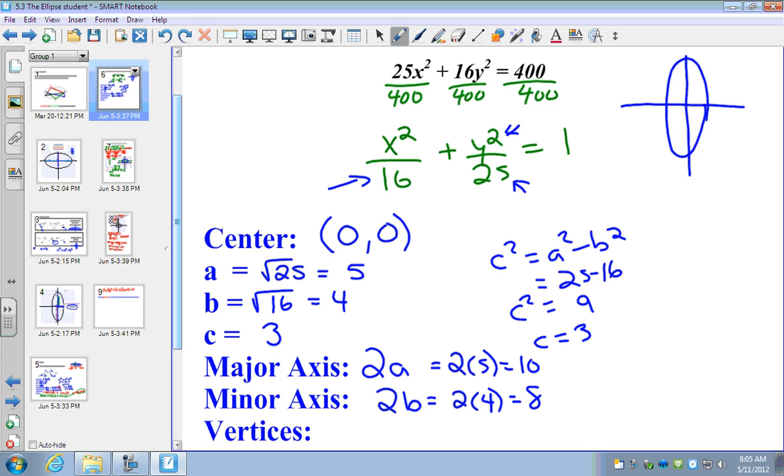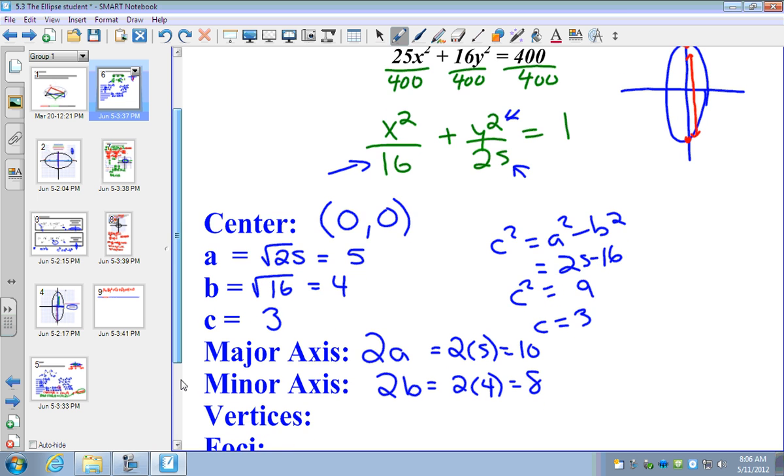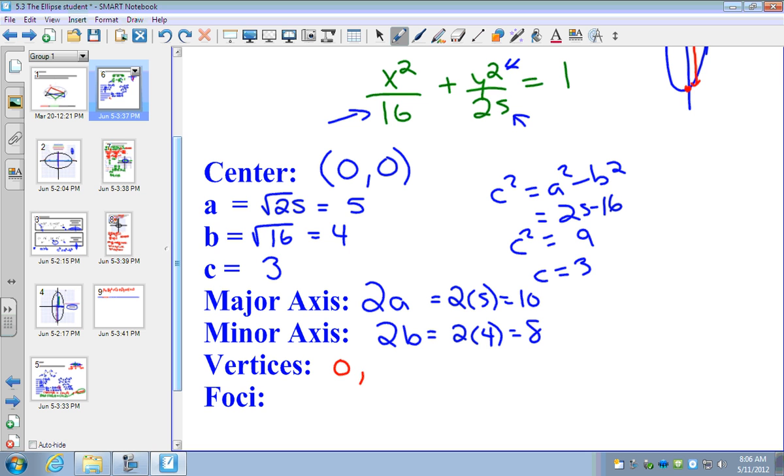Okay, so now let's think about our vertices here. So our vertices are these points right here. Remember that this length is a, and a is 5. So we're going to have, remember my x is going to stay 0. It's my y that's going to change in this case. So I'm going to have 0 and 5, and 0 and negative 5. So in other words, what we did is we did 0 and plus or minus a, and this is if vertical. This is our vertical example.